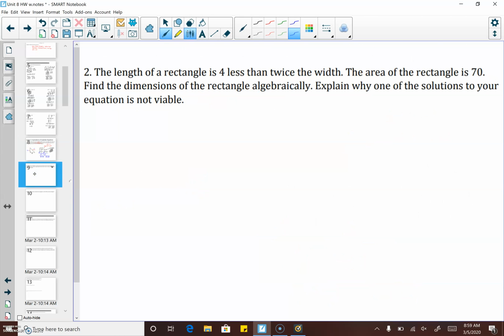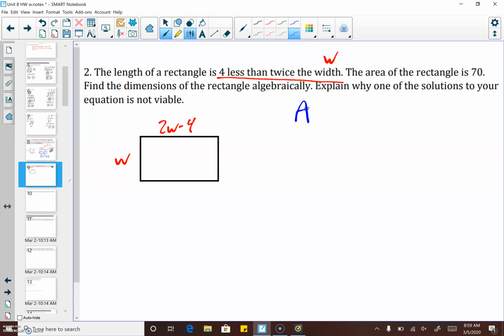For the next one, the length of a rectangle is 4 less than twice the width. The area of the rectangle is 70. Find the dimensions of the rectangle algebraically and explain why one of the solutions is not viable. So the first thing we want to do is make a rectangle. And it says the length of the rectangle is 4 less than twice the width. Well, we don't know what the width is, so we'll call that w. And then 4 less than twice the width is 2w minus 4.